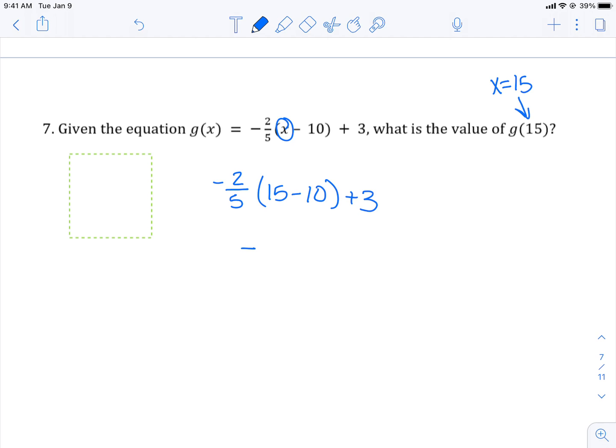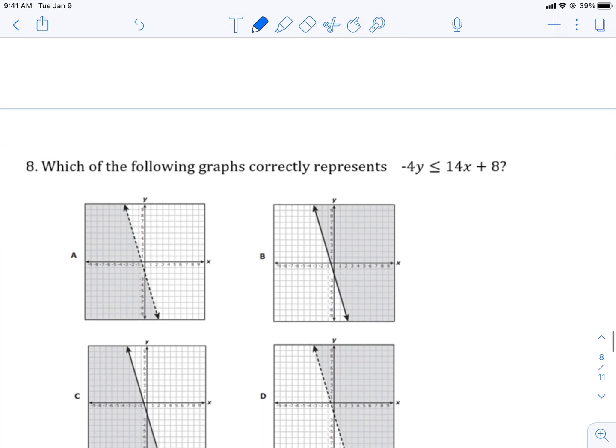Answer is just 1, so equals 1, which is my answer, so I put it in the box. Okay, not too bad. Again, any number that's in the parentheses is telling you that's your x value, and you're just going to plug it in and then type it straight into the calculator. Okay, looking at our next one.